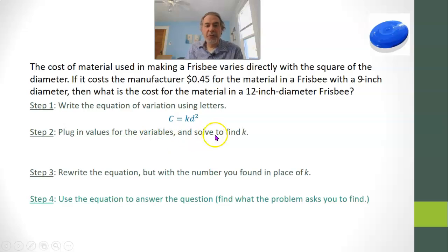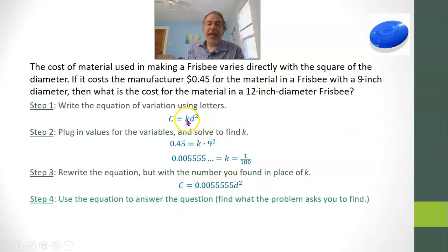Now, plug in values for the variables and solve to find K. The cost is 0.45 when the diameter is 9. So 0.45 equals K times 9 squared. 9 squared would be 81. So I divide both sides of this equation by 81. And K equals, well, 0.45 divided by 81 as a decimal is 0.005555 repeating. As a fraction, it's 1 over 180.